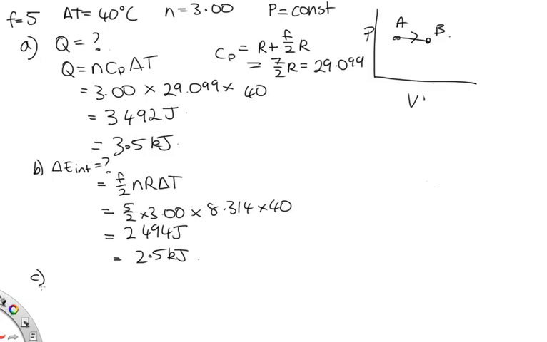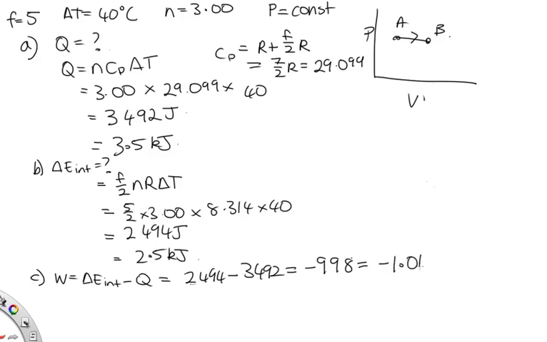Part C asks us how much work is done on the gas. So now we can finally use our first law of thermodynamics. Work is equal to the change in internal energy minus the heat added. So this is 2494 minus 3492. Solving that on the calculator, we end up with minus 998 joules, which is equal to minus 1.0 kilojoules, to two significant figures. And this is work done on the gas, which means that plus 1 kilojoule of work is done by the gas.